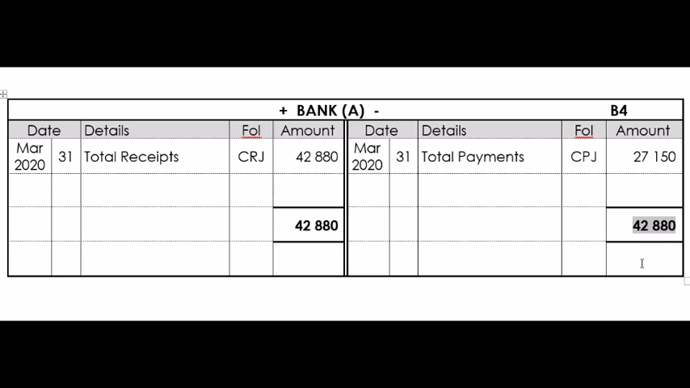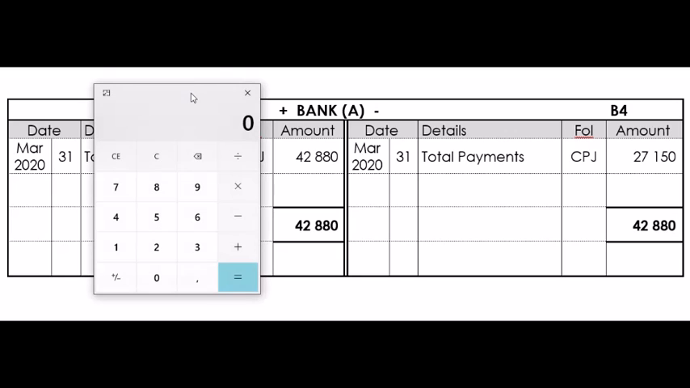42,880. So what you need to do is you need to take out your calculators and you need to determine the difference between the two values. So you take the total, the 42,880, and you subtract the other amount that is already lying there, the 27,150. And that answer, the 15,730, you write in that open line. Because now mathematically this is true.